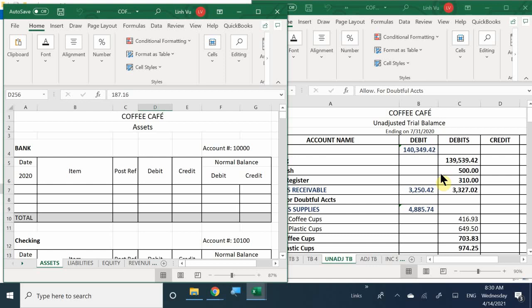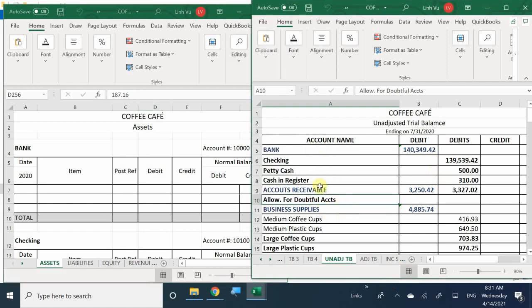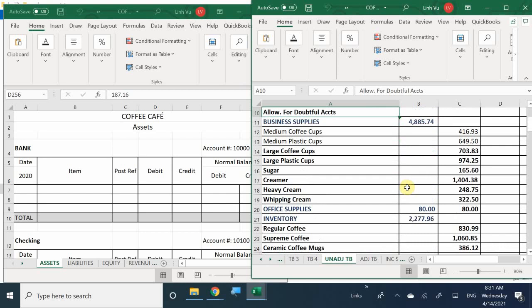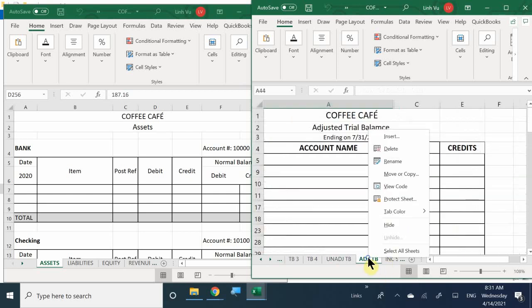All right. So here we are going to be practicing completing the adjusted trial balance. We did our adjustments completely on Monday and we finished it off on Tuesday. So today, let's go ahead and complete the adjusted trial balance. So once again, shortcut to doing this, right? Instead of having to type in every single account, we can simply, all right, we have to delete this first.